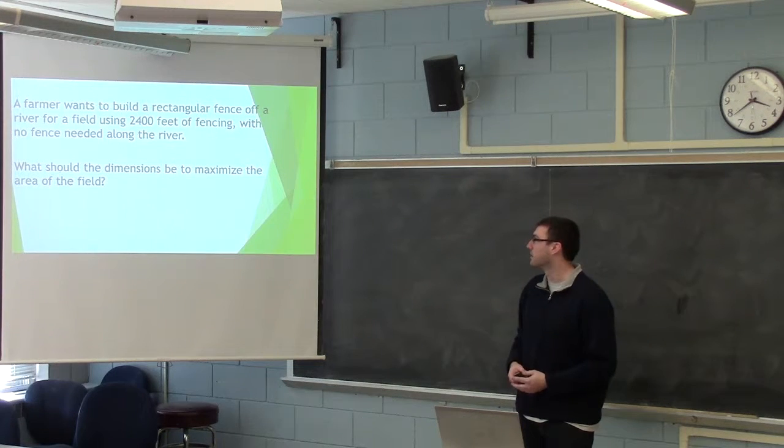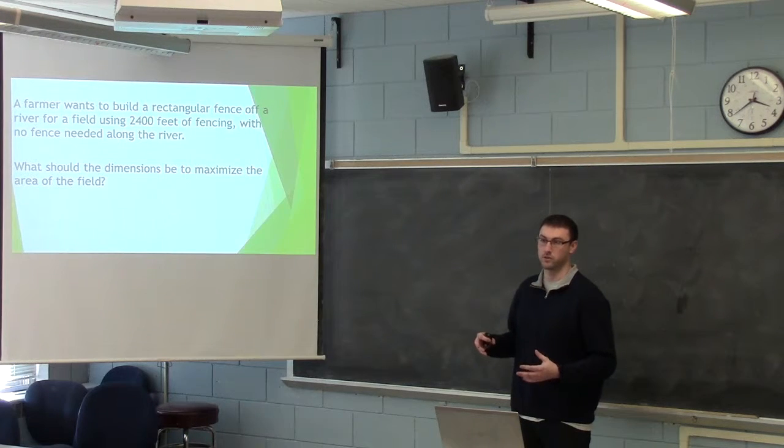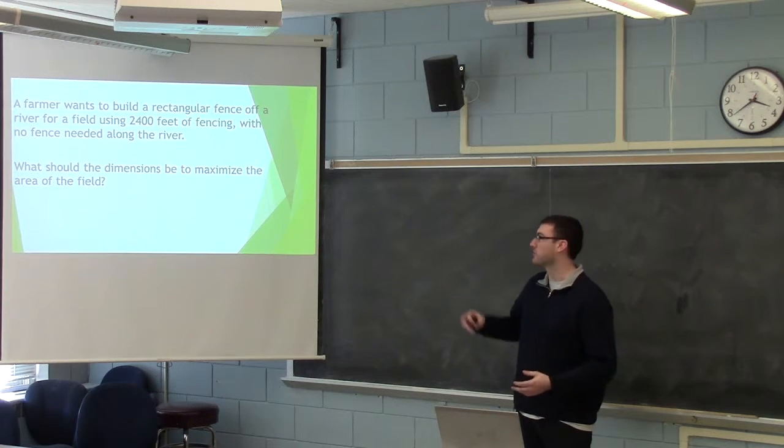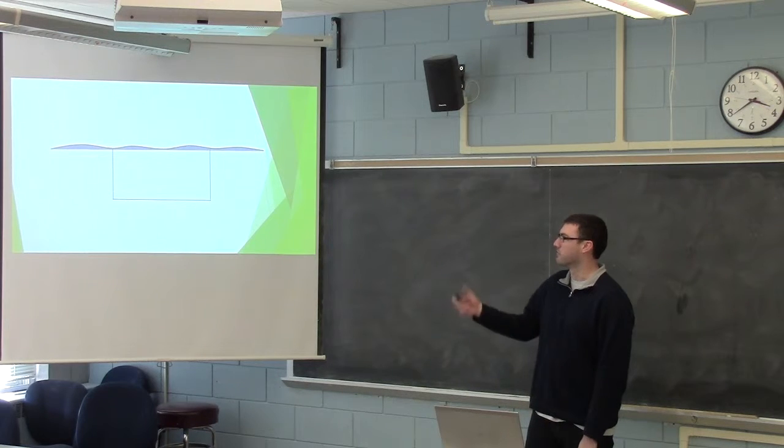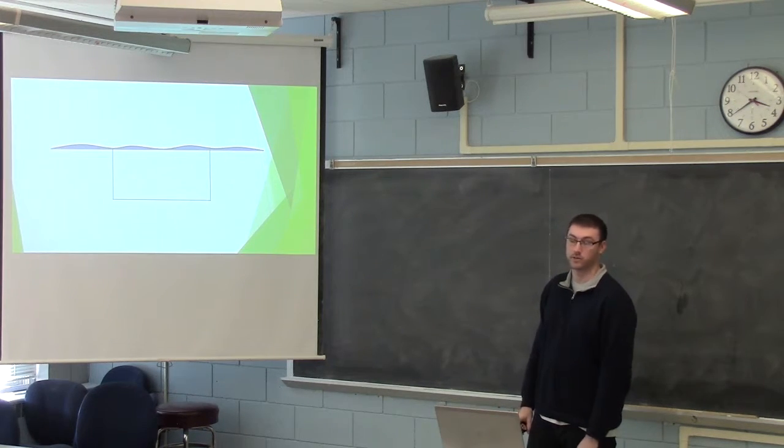As you can see, our question is to maximize the area of a fenced-in enclosure using three sides. We have a river for one of our sides, which doesn't contain a fence portion, but the total fence is 2,400 feet in length. So we're going to find the dimensions to maximize our area. This is just a rough sketch, you can see the river and the size of our rectangular field.